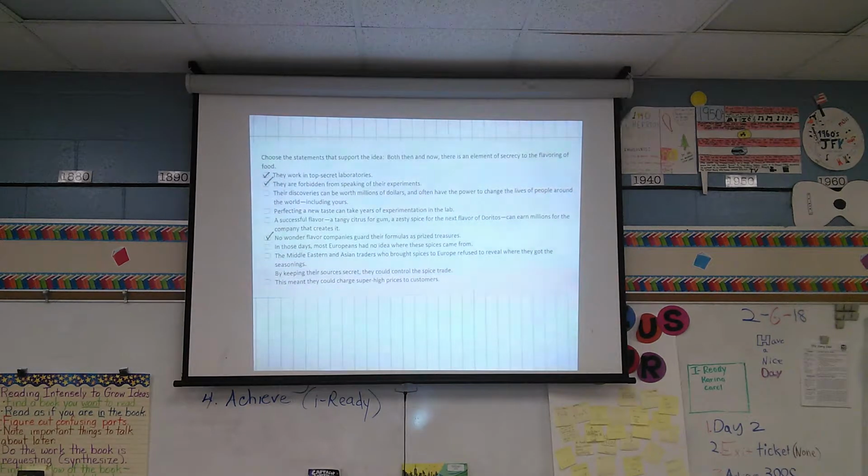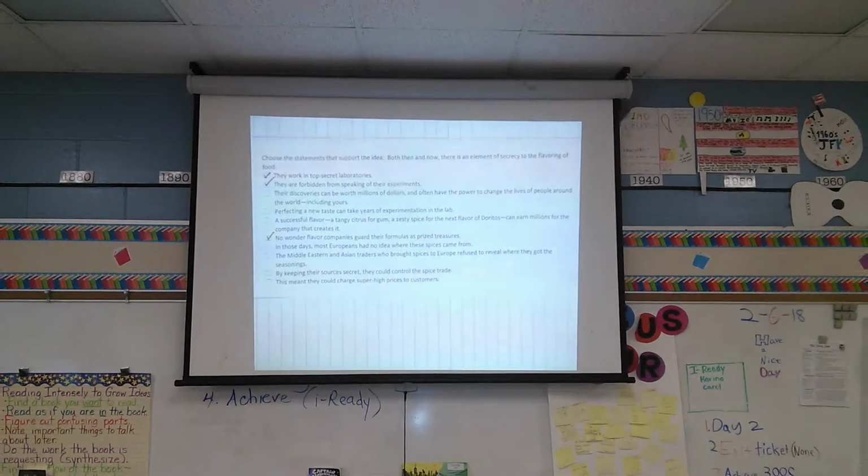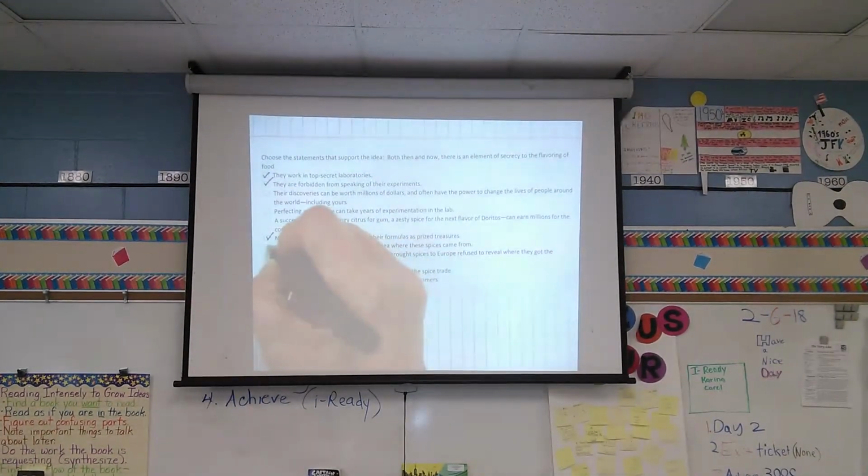Okay, all right. So if nobody knew where it was, what were they doing? Keeping the location a secret, okay? Can you see where that one, you have to be really careful. You have to kind of remember the text that we read about that. In those days, most Europeans had no idea where these spices came from. The reason why they didn't have any idea was because their locations were kept a secret. And I think we can see that a little bit later on in some of the text.